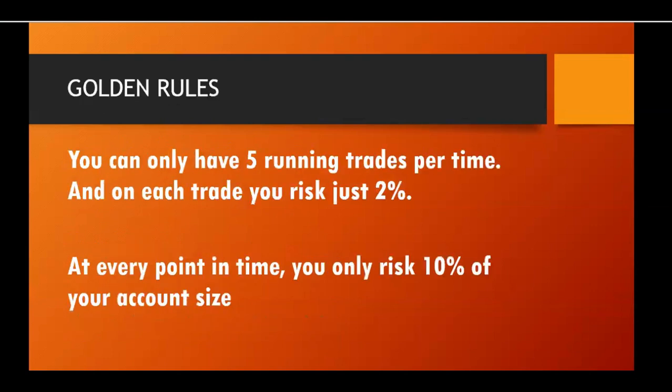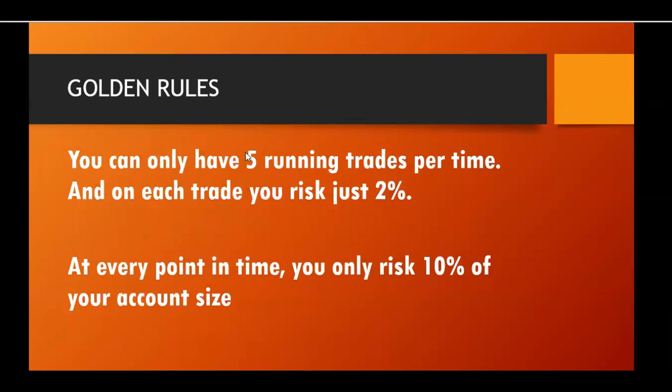So here is the golden rule. You can only have 5 running trades at a time. On each trade, you risk just 2%. I say again, you can only have 5 running trades at a time, and on each trade, you risk just 2%. So at every point in time, you only risk 10% of your account size. What this simply means is, I have 5 trades running, and on each of them, I'm risking only 2%.